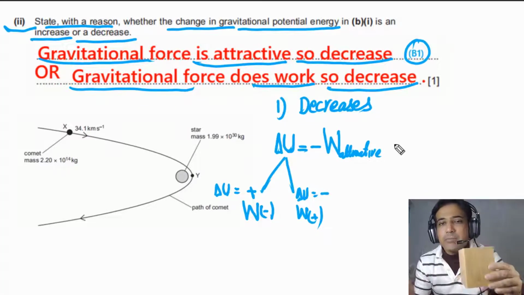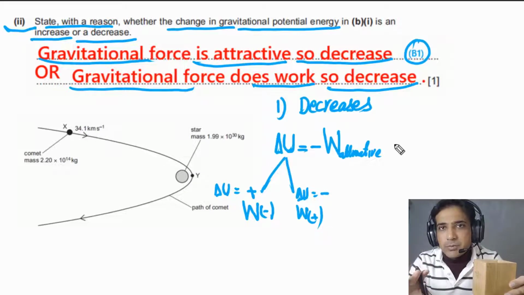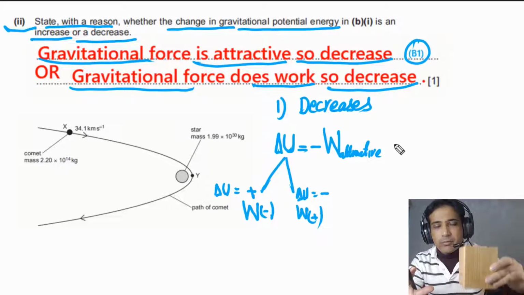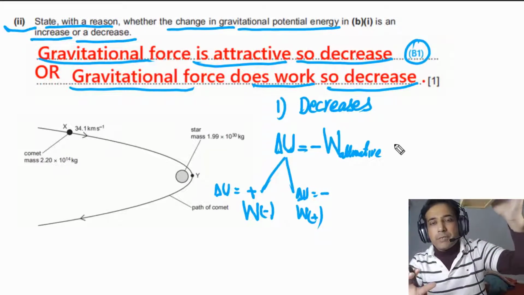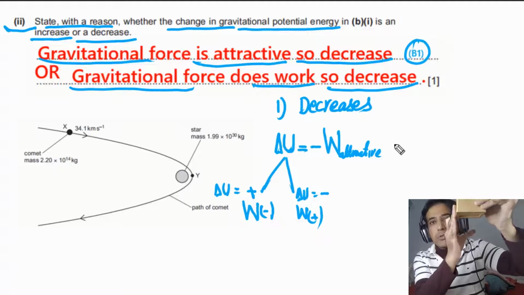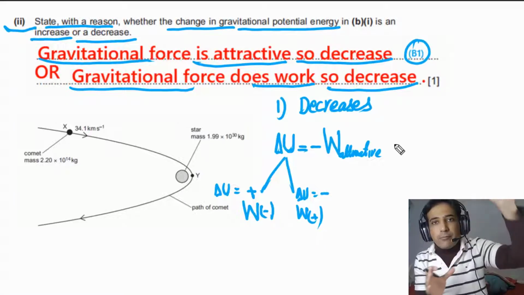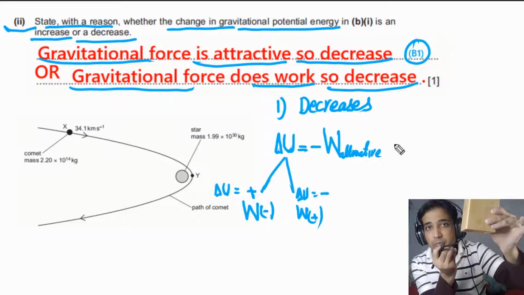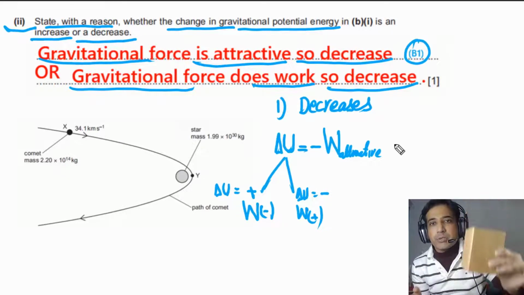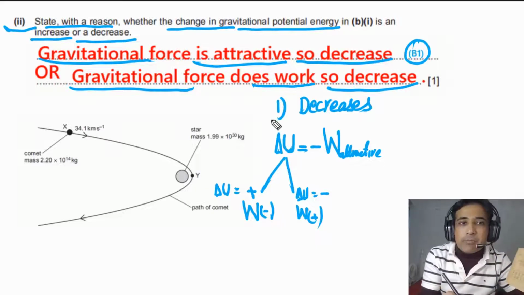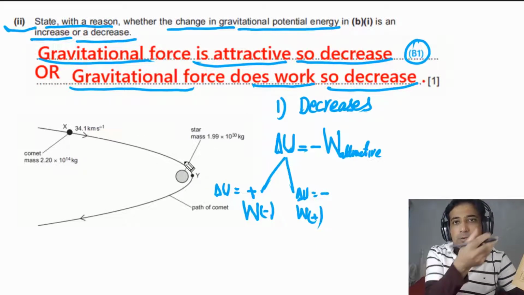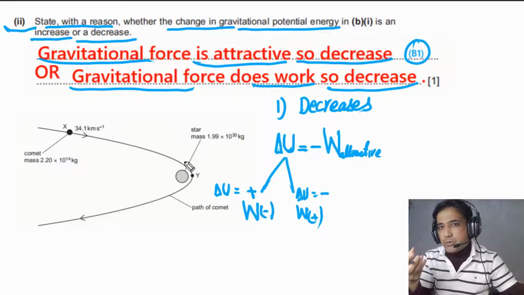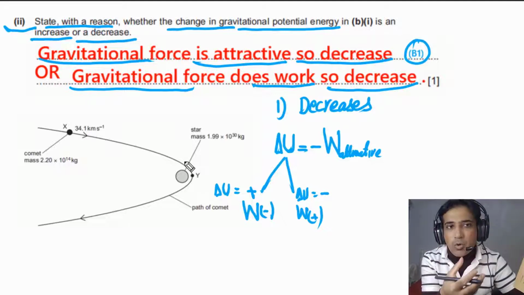Very simple concept, but most of the time many students are not clear about this one. If I raise this box, work done by gravity is negative, so the gravitational potential energy of this box will increase. But if I drop this one, work done by gravitational force is positive and its gravitational potential energy will decrease. And this is what is happening in case of comet and star.